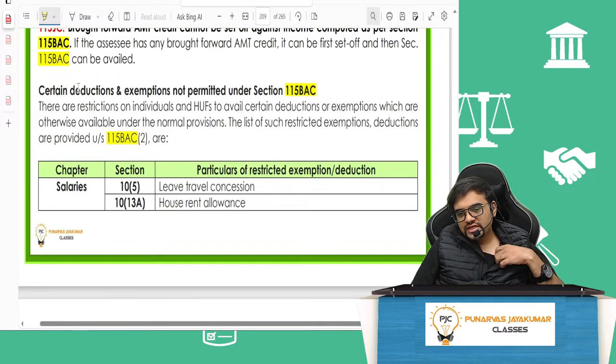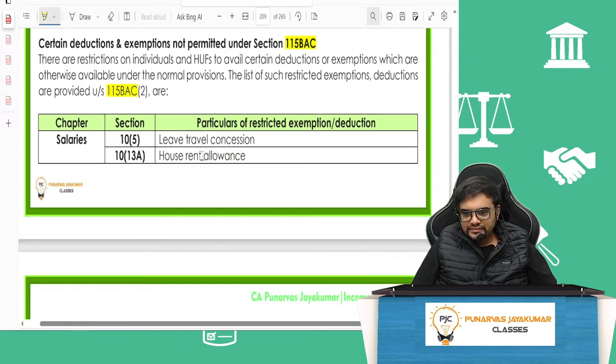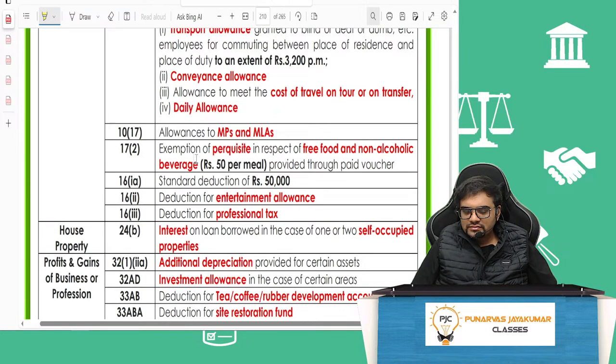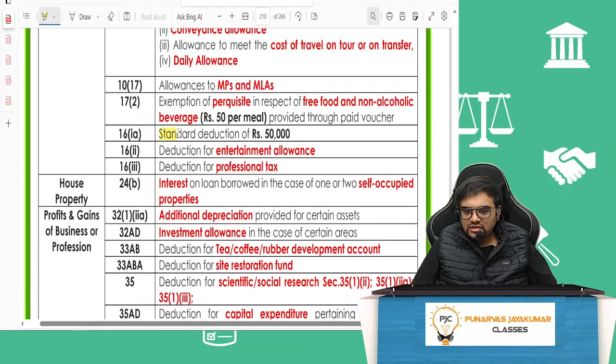So certain deductions and exemptions are not permitted. LTC you will not get, HRA you will not get, all special allowances you will not get. Standard deduction of 50,000 you will not get. This also, guys, this point where they have told standard deduction also you will not get, is the last time, November 23. Nirmala madam has changed it a little. I will not tell you what the change is, let's not get you confused, but I am just trying to tell you these are all for the last time.